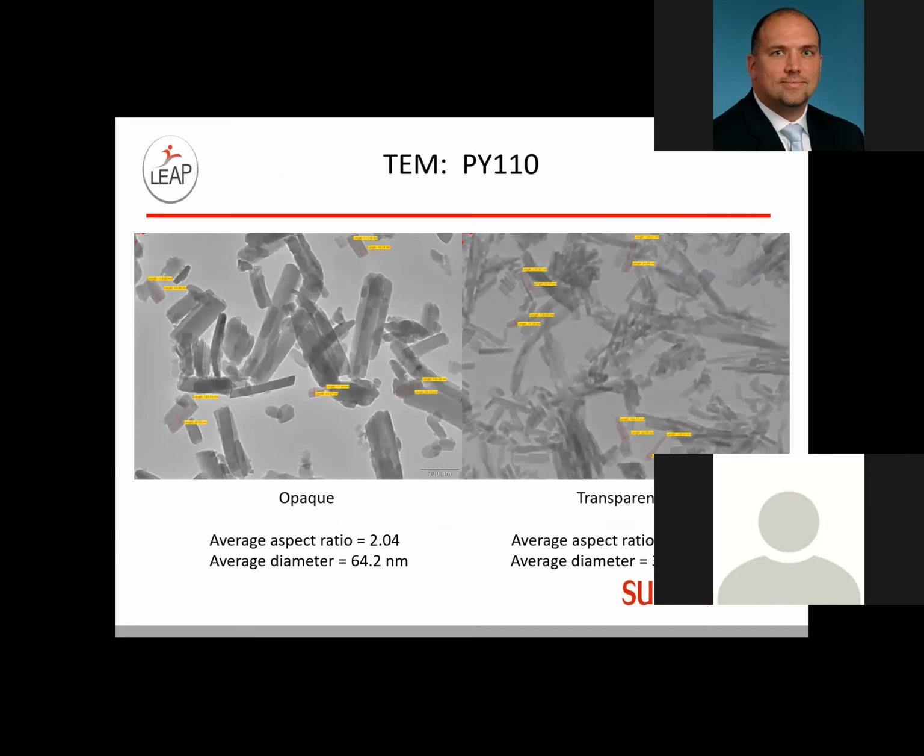Again, a similar comparison between the opaque and transparent grades of Yellow 110. Here we see the shape being a little bit different between the opaque and transparent, where the transparent is much more needle-like versus the opaque grade, with the aspect ratio being greater than 3 versus the opaque being at 2. You can also see this with respect to the diameter, with the transparent grade being smaller than the opaque, but not as great as what we saw with the Yellow 139.